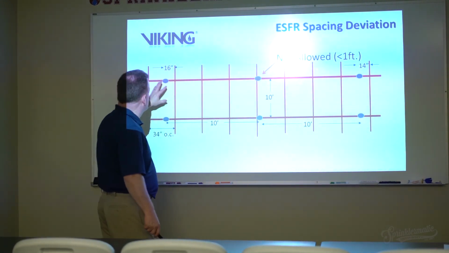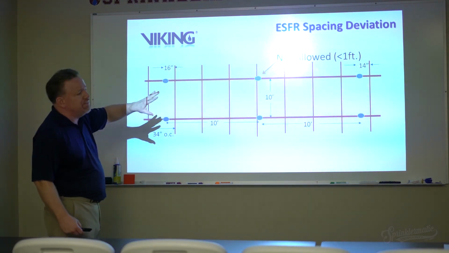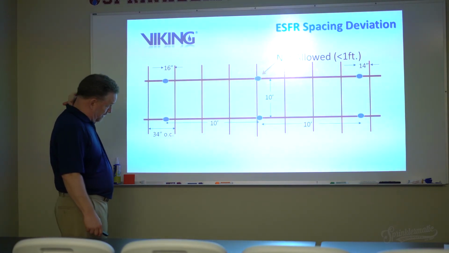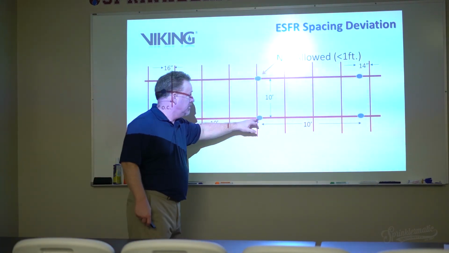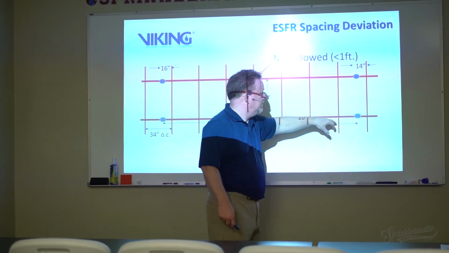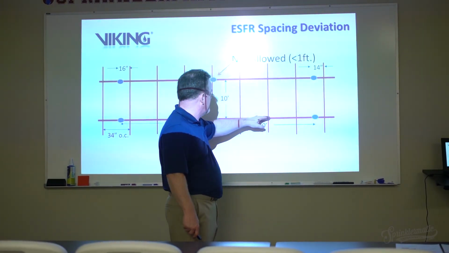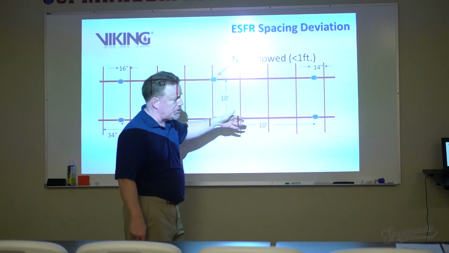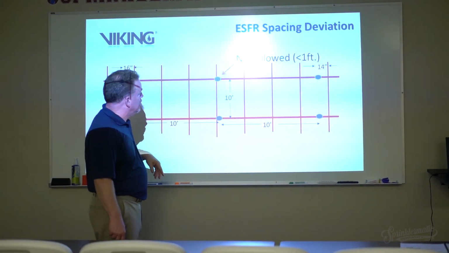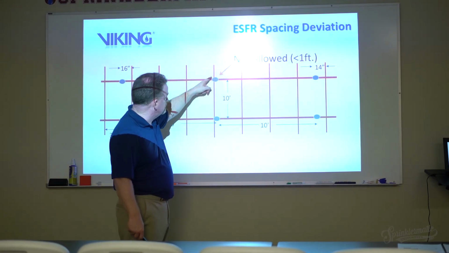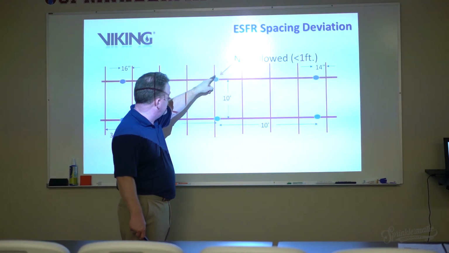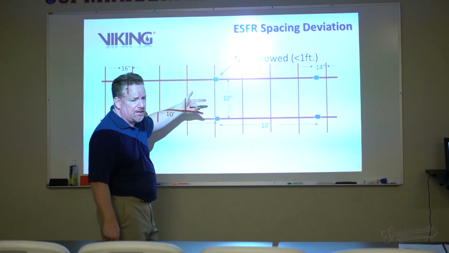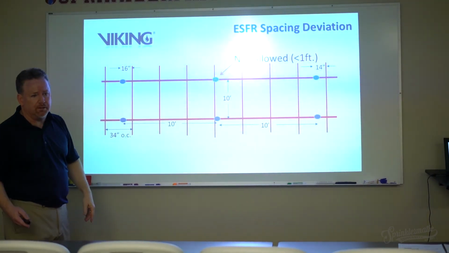So what we have here is a spacing deviation, where typically you're only permitted to be up to 10 feet, 100 square feet per sprinkler. And so here's my sprinkler piping, and here's my structural members. Well, right here, I've got a structural member, I've got my sprinkler right here, and that structural member is not permitted because it's less than 1 foot away from my ESFR sprinkler.